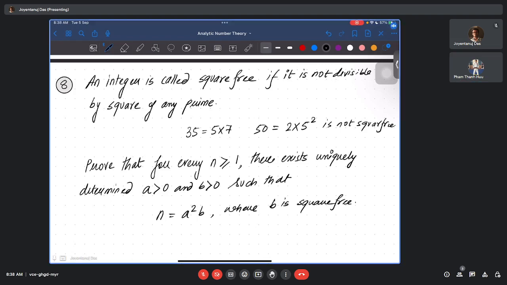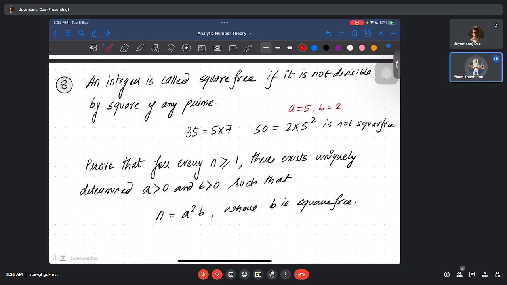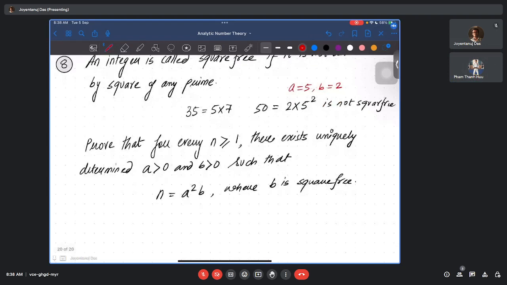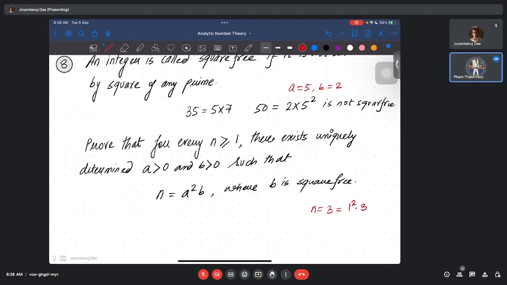So for example, for the example you gave, I can take a as 5 and b as 2, so I can write it as 5 squared times 2. Then the part b is square free. When n equals 3, then a is 1, and 1 squared times b is 3, so I can take b as 3 and a as 1. So if the number itself is square free, then b is the number and a will become 1.